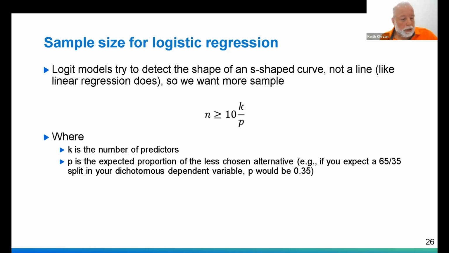If we're running a logistic regression or a binary logit model, there's a different formula I've seen. You want to have 10 times the number of parameters in your model, the number of predictor variables in your model, that's K, divided by P, where P is the proportion of the less chosen alternative. So if we're trying to model whether people like our brand or not, and we have some advance information that we think about 2/3 of the people like it, P would be about a third, or 0.35 in this example. And we would just plug the numbers in there, and we'd have our sample size estimate.